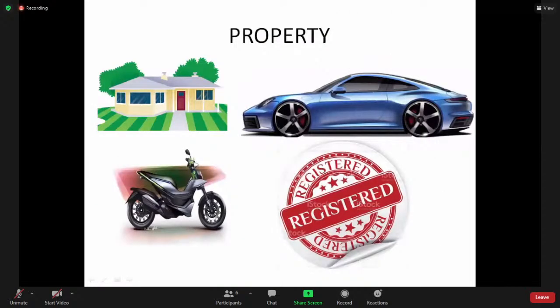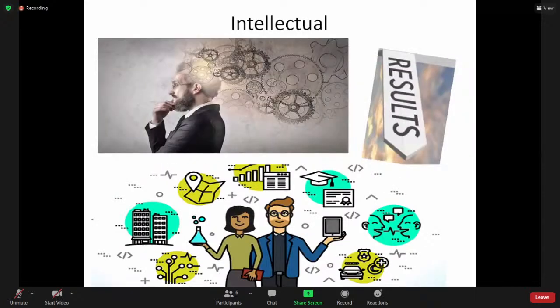Okay, so you can see there is your house, there is your car, there is your bike. How can you say that this is your house or car or bike? Of course, after registration from the registrar office or from the RTO, then you can say, okay, this is mine. So properties must be registered, and then you will become the owner of that.